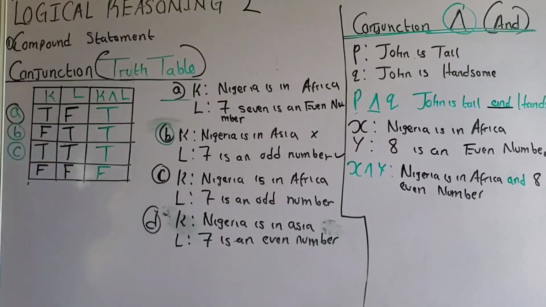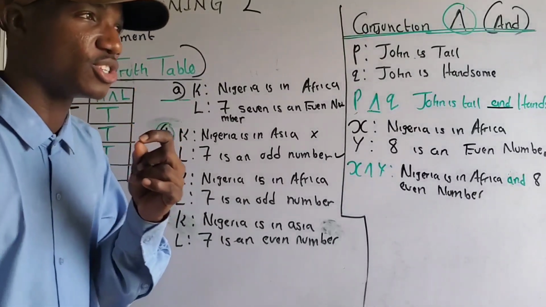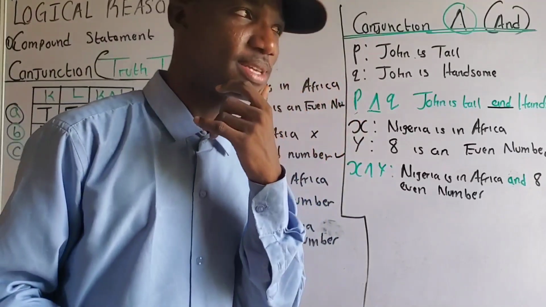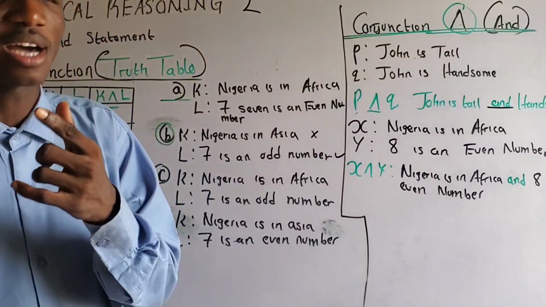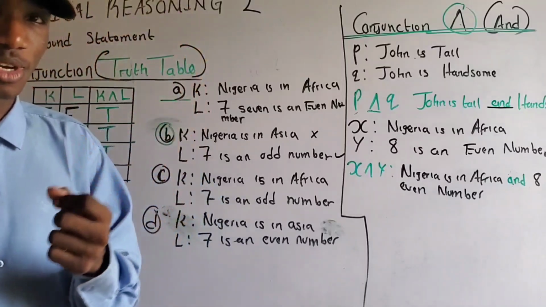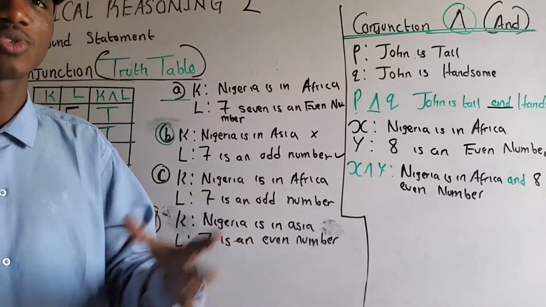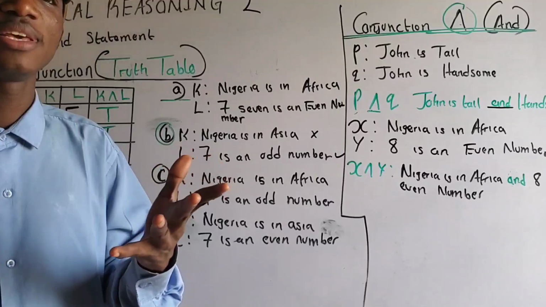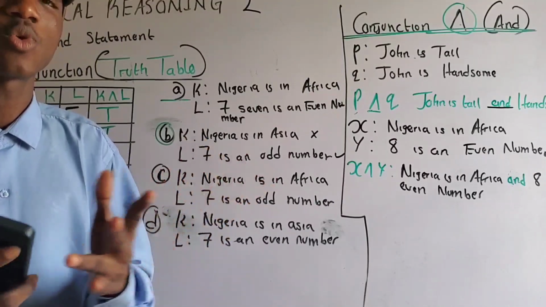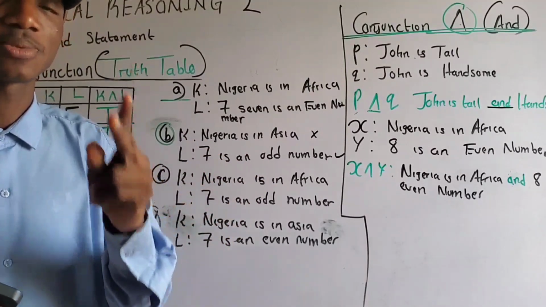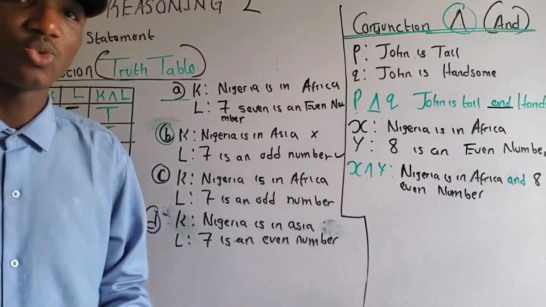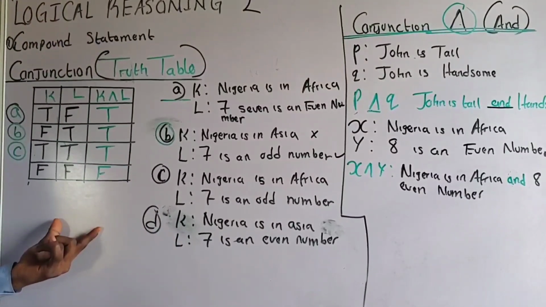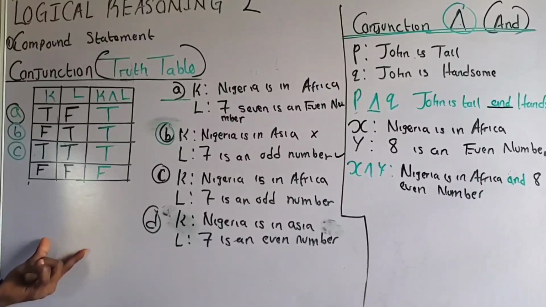So just note it like this. In conjunction, the truth table for conjunction, if one of the statements is false and one is true, I'm going to have true. Are you getting what I'm trying to say? And if both statements are true, I'm going to have true as the conclusion. The only reason I can have a conclusion that is false is when both statements are false. Kindly note that, okay? So this table that you see here is the truth table for conjunction. Are you getting it? This is the truth table for conjunction.